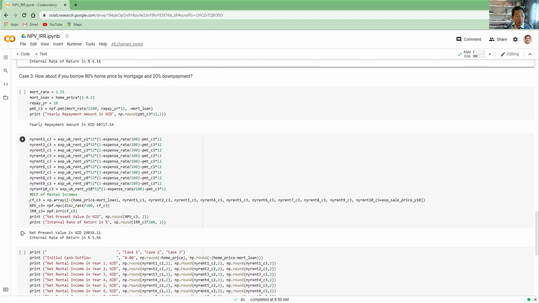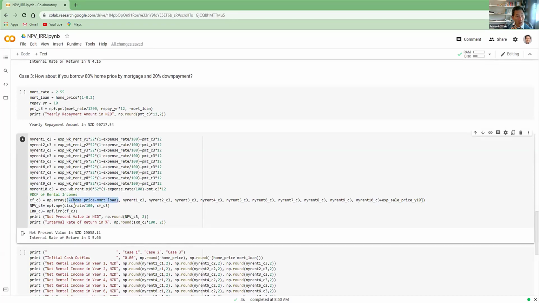And similarly, we define the cash flow in this case 3. You paid 20% down payment. That is the home price minus the mortgage loan. And in the end, because you have paid back 100% of the mortgage to the bank at the end of the 10th year, you simply add the expected sale price. Okay, let's take a look. What would be the NPV and IRR in this case? It's positive 29,000 something, and the internal rate of return is 5.66%.